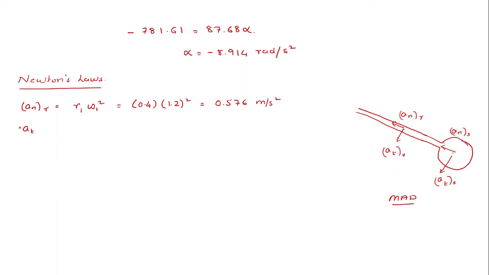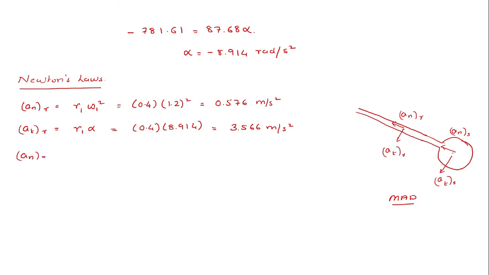Then you have the tangential component of the rod here, which will be equal to r1 into alpha. Now alpha is the angular acceleration, so 0.4 into 8.914. As I told you, I am looking only at the magnitude. I know the minus indicates that it is undergoing a clockwise rotation. So this will be equal to 3.566 meter per second square.